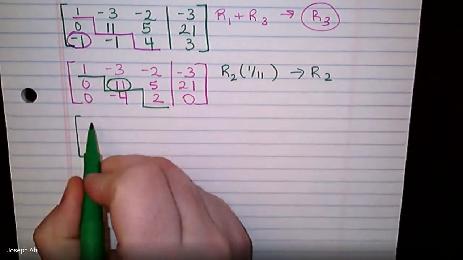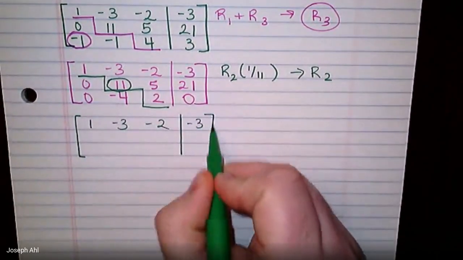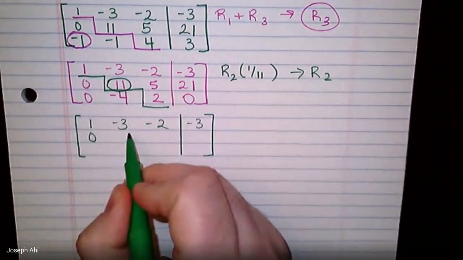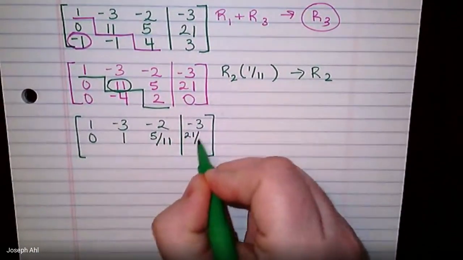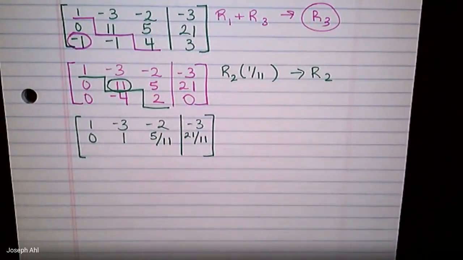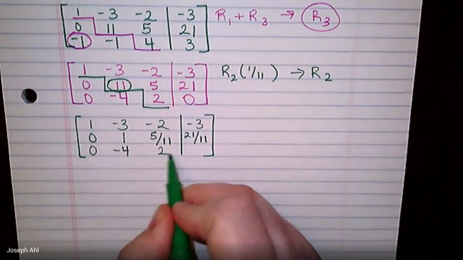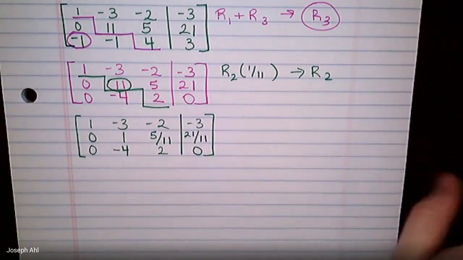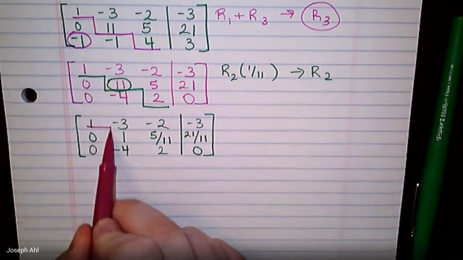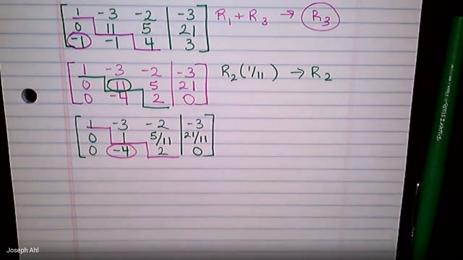So recopy the system. Row 2 is now 0, 1. All right, so now we got some fractions in the mix. Not a huge deal. 5/11 and then 21/11 is what we got at the end there. And then 0, -4, 2 zeros, that bottom row. Okay. Draw the staircase in. We've now got a 1 on that second step, and I want to make a 0 below it.